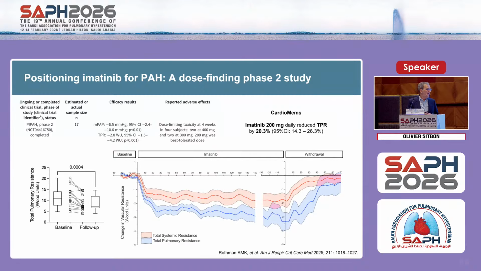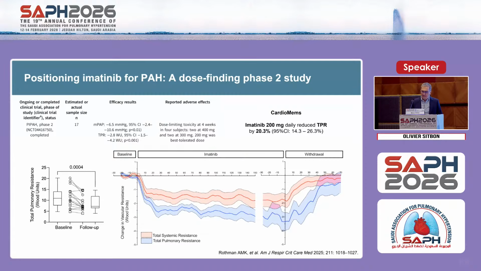Not sure. This is the recent data that have been published by Alex Rothman from the United Kingdom. They tried to show that giving imatinib perhaps at a lower dose, 200 milligrams probably being the right dose. They observed a change in total pulmonary resistance, not pulmonary vascular resistance, because they used the CardioMEMS to look at the hemodynamic effect of imatinib.